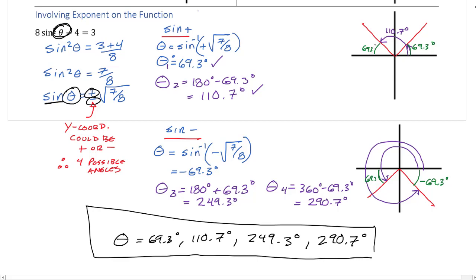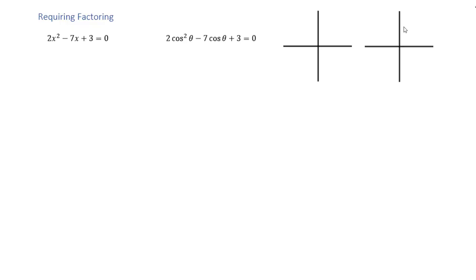All right, one final example. Let's do one more. I got 2 graphs already kind of ready to go here. This is the actual question: 2 cos squared theta minus 7 cos theta plus 3 equals 0. Next to it I've written it out, but I've replaced cos theta with just x.